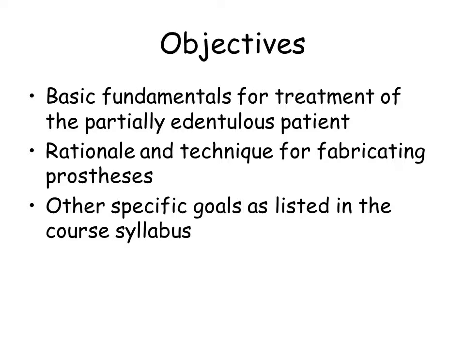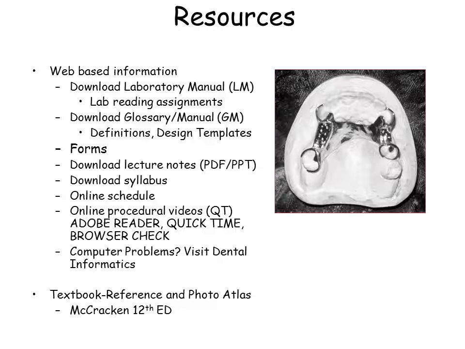In this course you will learn basic fundamentals for treatment of the partially edentulous patient, the rationale and technique for fabricating prostheses, and other specific goals, as listed in the course syllabus. Numerous resources are available for learning this material. It is strongly recommended to obtain an authoritative text, such as McCracken's Removable Partial Dentures.